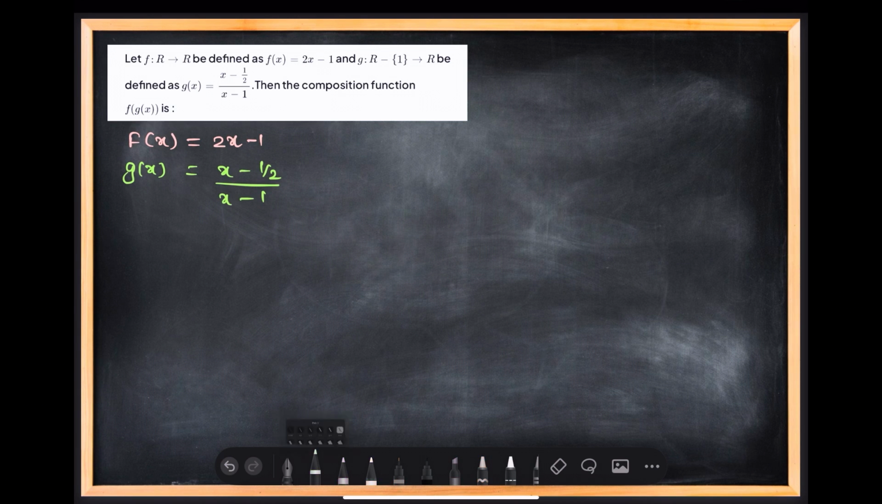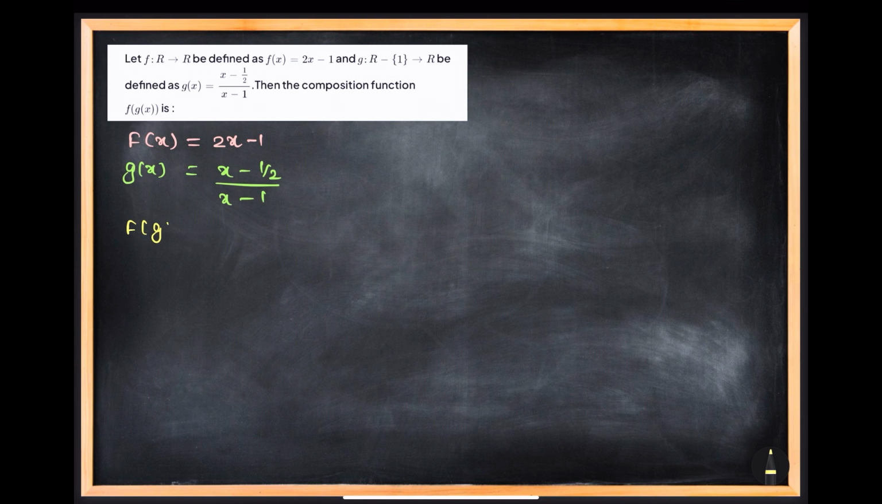Then the composition function f of g of x. So you have to comment on f of g of x. So just be focused on f of g of x. Means what? You have to replace x of f of x with g of x. So 2 times g of x minus 1, done. Okay, now who is g of x? Now replace g of x. So it will become 2x minus 1 upon x minus 1 minus 1.